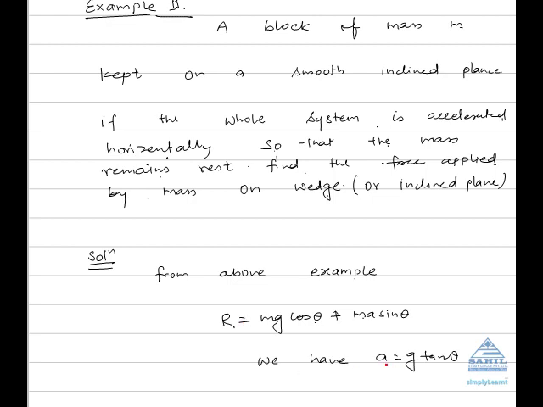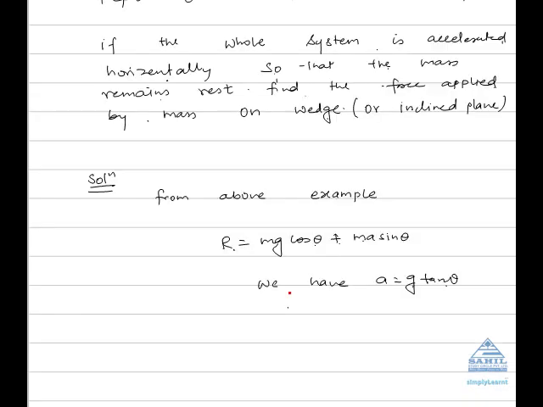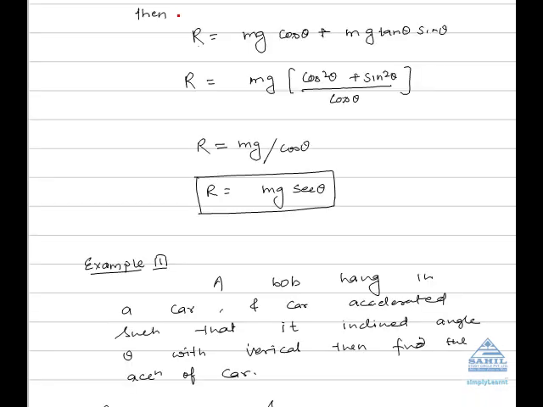We have a is equal to g tan theta from example 1. Then R is equal to mg cos theta plus mg tan theta into sin theta. We substitute the value of a in the equation. Now R is equal to mg, and this can be written as cos square theta plus sin square theta upon cos theta. R is equal to mg by cos theta, so R is equal to mg sec theta. This is the force applied by the block on the wedge or by the wedge on the block.